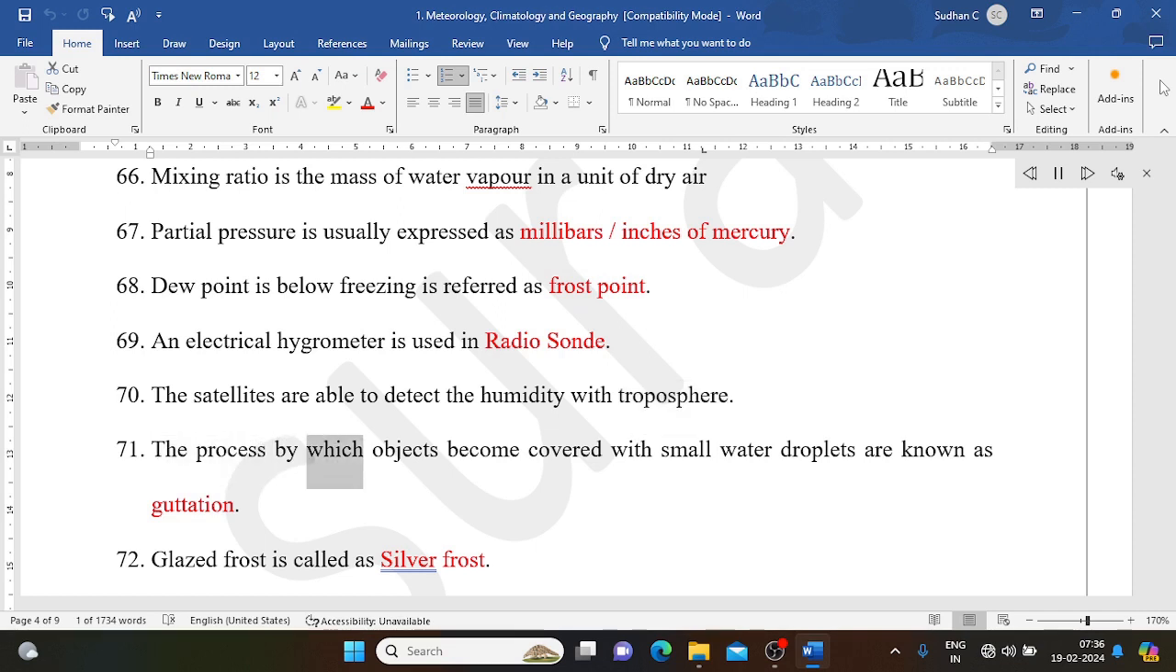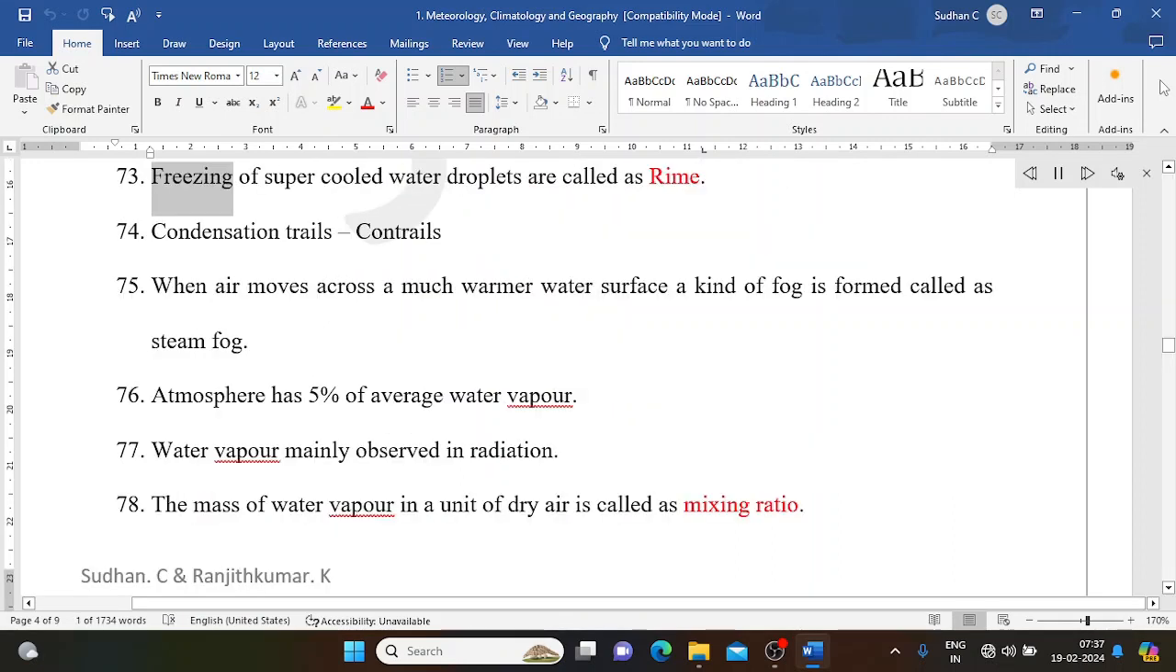The process by which objects become covered with small water droplets is known as guttation. Glazed frost is called silver frost. Freezing of supercooled water droplets is called rime. Condensation trails, contrails. When air moves across a much warmer water surface, a kind of fog is formed called steam fog. Atmosphere has 5% of average water vapor.